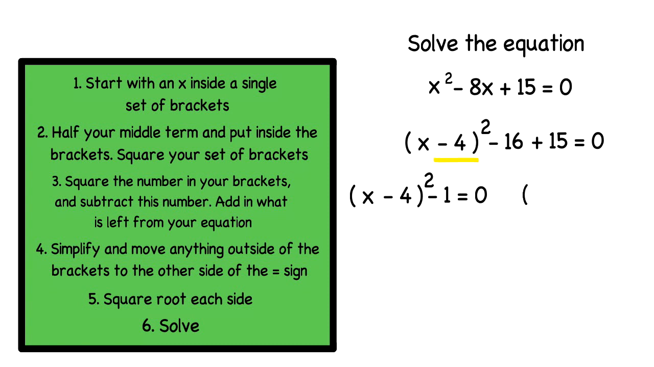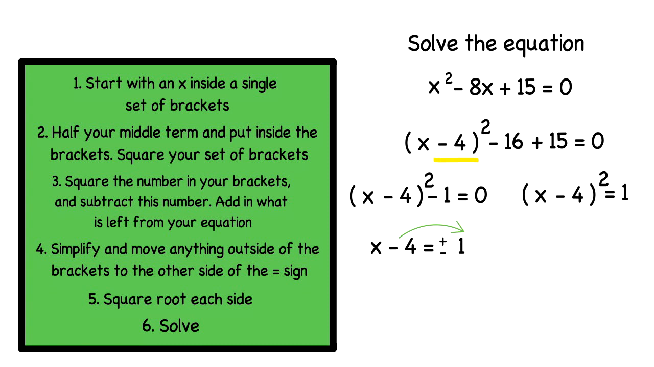And then I move the -1 to the other side of the equals sign to make it a positive. Next, I need to square root both sides, so x minus 4, and the square root of 1 will be a plus or a minus 1, because 1 times 1 is 1, and -1 times -1 is 1 as well.